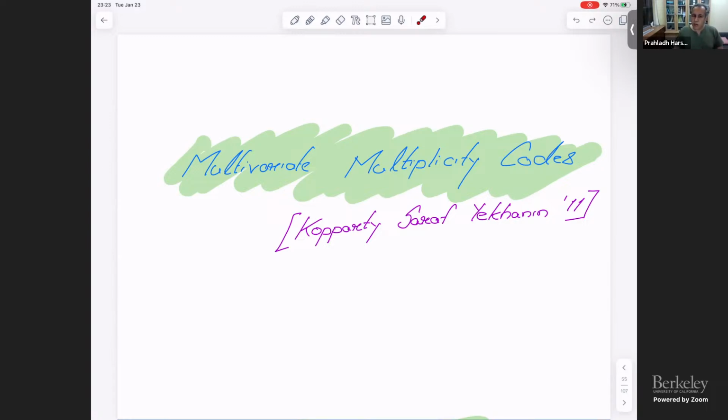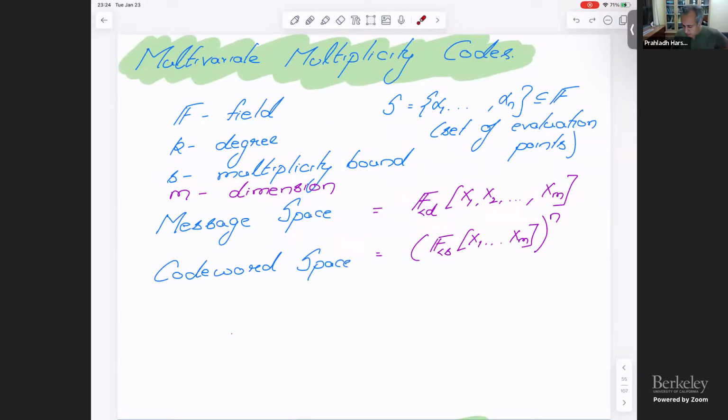This way of writing it will also let us move to the multivariate version of these codes. It's cleaner because for FRS codes, I don't know what the natural multivariate version of it is. Whereas once you take the ideal theoretic framework, it's very clean to talk about the multivariate version of the multiplicity codes. This multivariate version was introduced by Kopparty, Saraf, and Yekhanin in 2011.